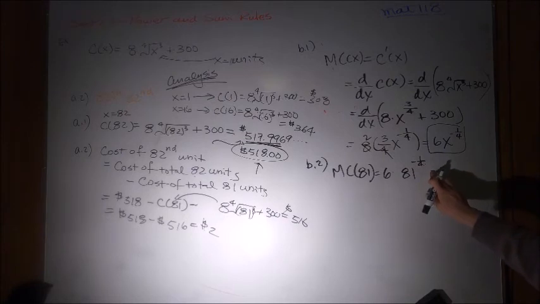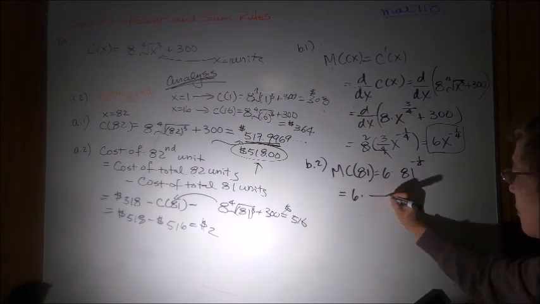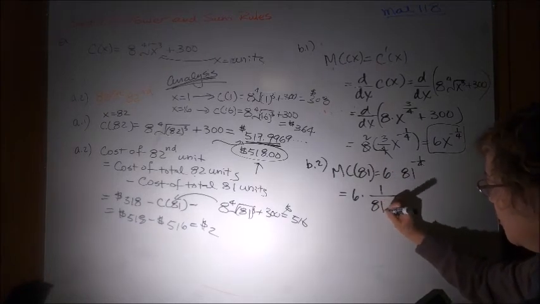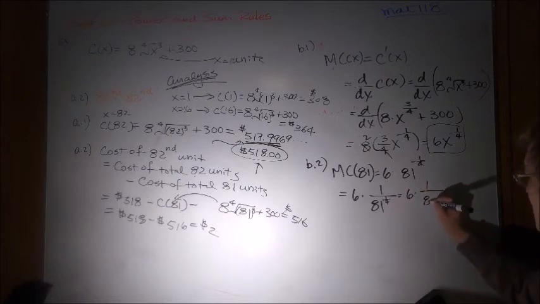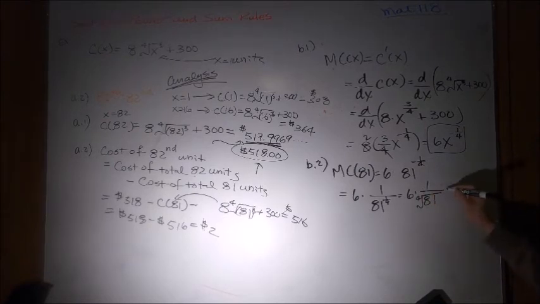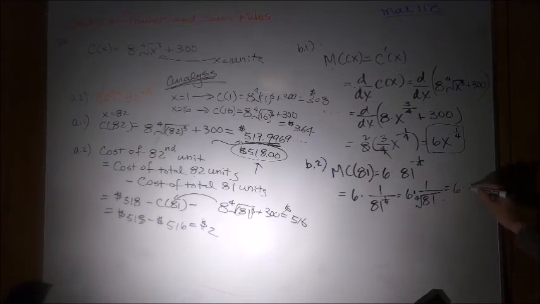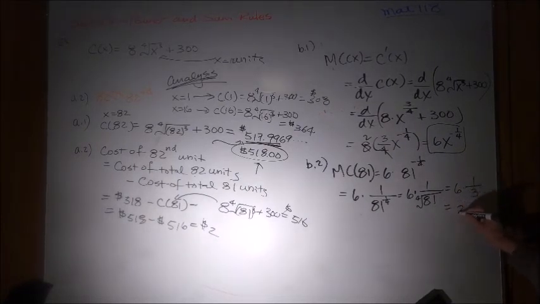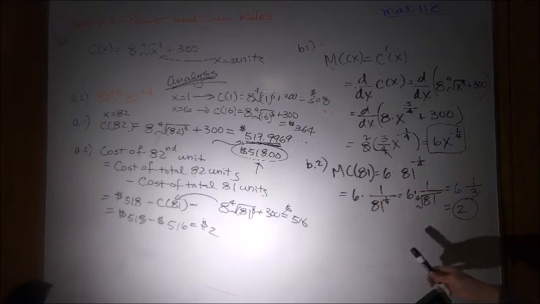You can use a calculator or you can use your brain. So it means what? Reciprocal. 1 over 81 to the 1/4. And 1/4 means what? Take the 4th root, right? Which is 6 times what? That's 3, right? 6 times 1/3 means what? 2. So marginal cost for 81 is what? $2.